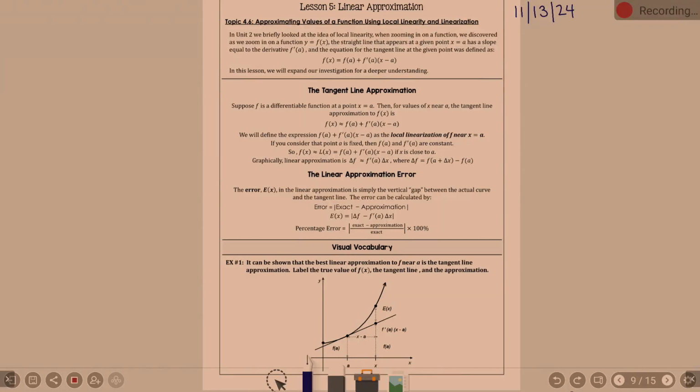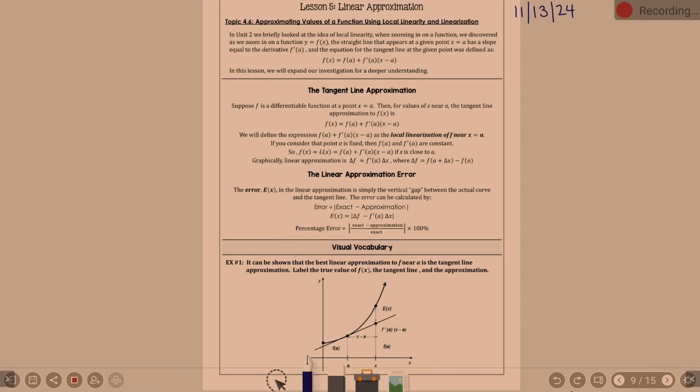Page 238. Lesson 4.5 is linear approximation. In Unit 2, we looked briefly at the idea of local linearity. When zooming in on a function, we discovered that as we zoom in, the straight line that appears at a given point has a slope equal to the derivative, and the equation for the tangent line was defined.